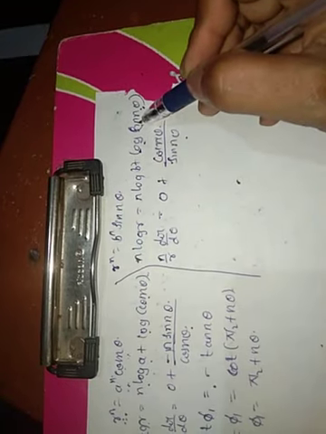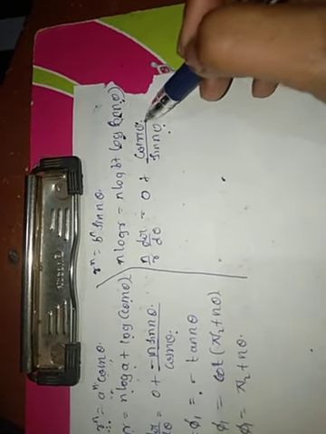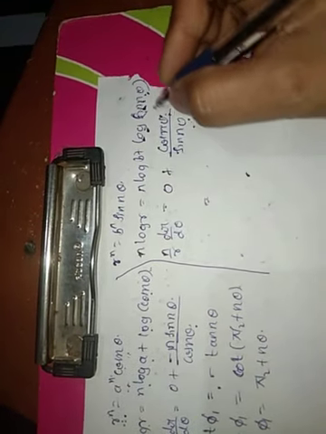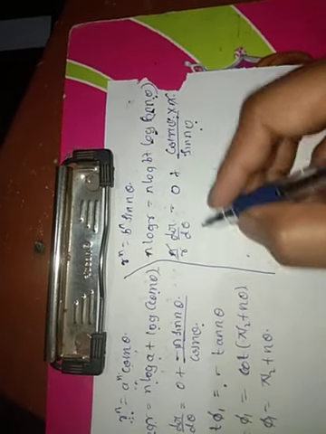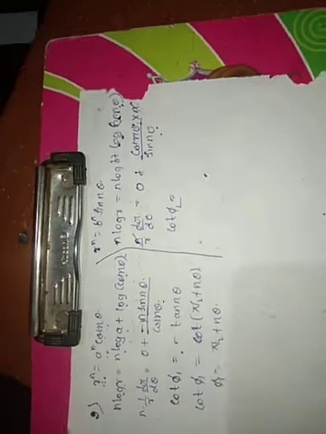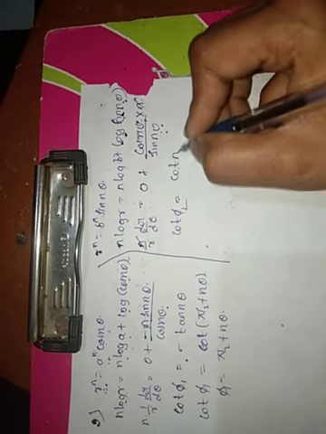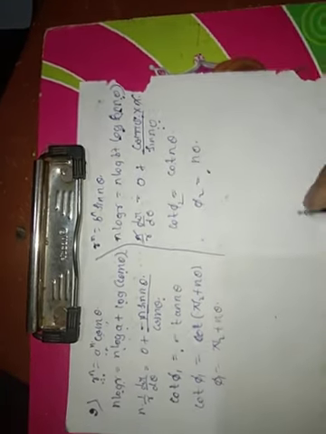Derivative of log of sin n theta: the derivative of log is 1 by sin, and the derivative of sin is cos. So the derivative of sin n theta is cos n theta into n. Cancel n on both sides. 1 by r dr by d theta equals cot of phi 2. Cos n theta divided by sin n theta equals cot of n theta. So phi 2 equals n theta.